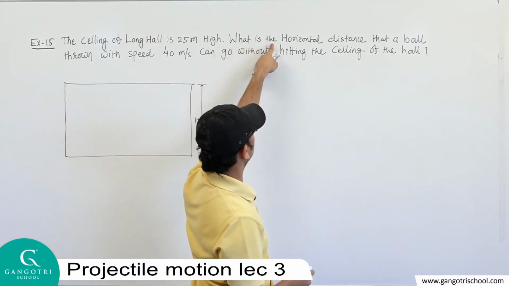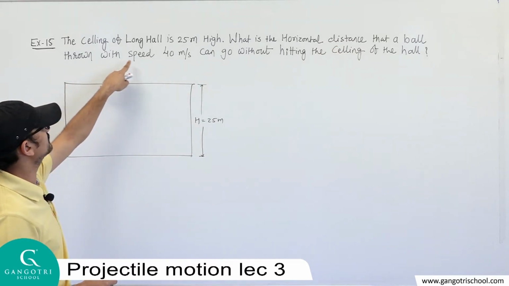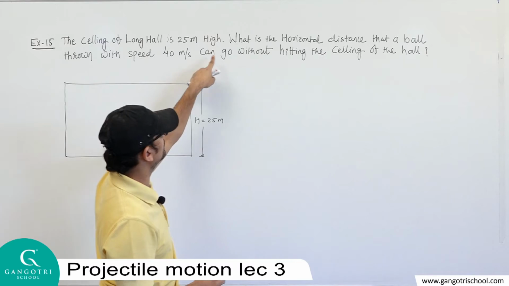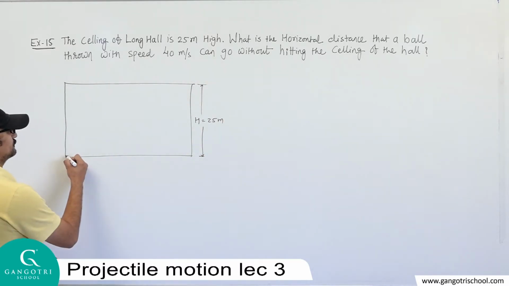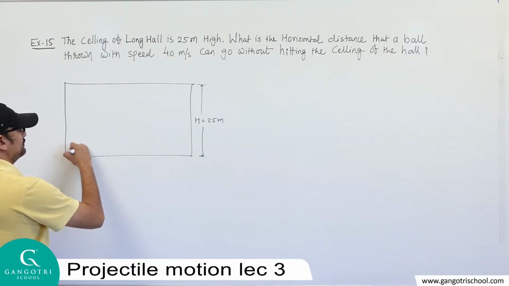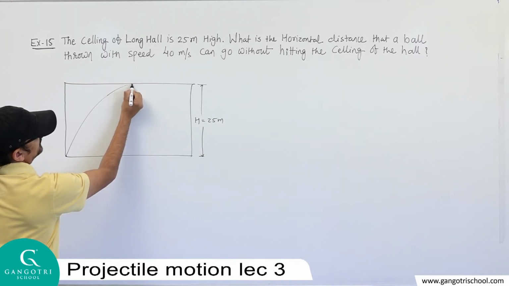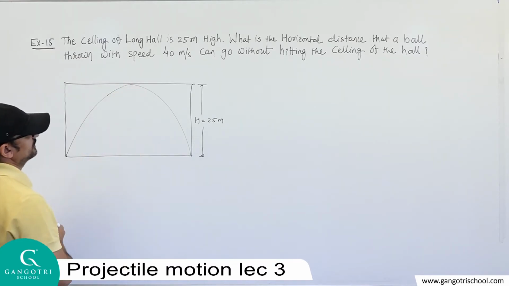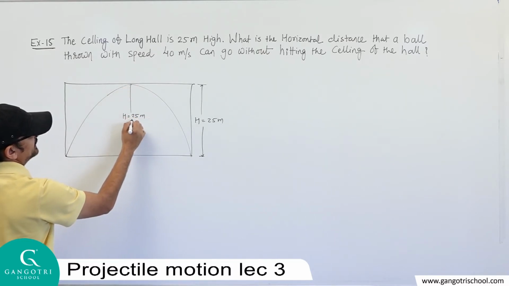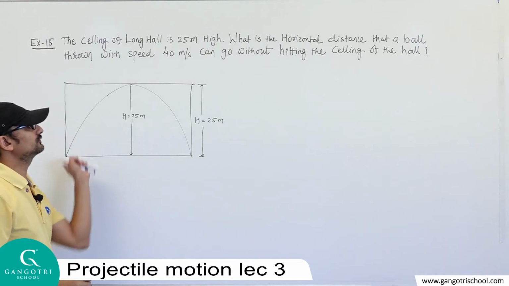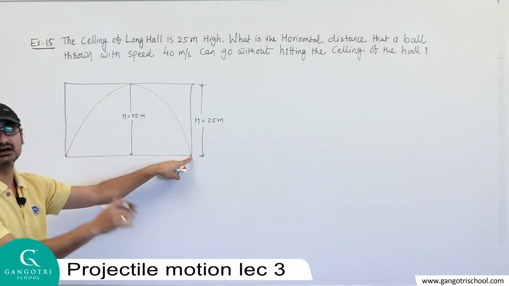Now what is the horizontal distance that a ball thrown with the speed 40 meter per second can go without hitting the ceiling of the hall. Suppose the ball is thrown from here. That ball, suppose it actually does not hit the ceiling, but just passes through the ceiling and finally falls down. So we can say that the maximum height attained by the ball is considered as 25 meter. Remember, the ball does not hit the ceiling, it just passes through the ceiling and falls down again on the earth.